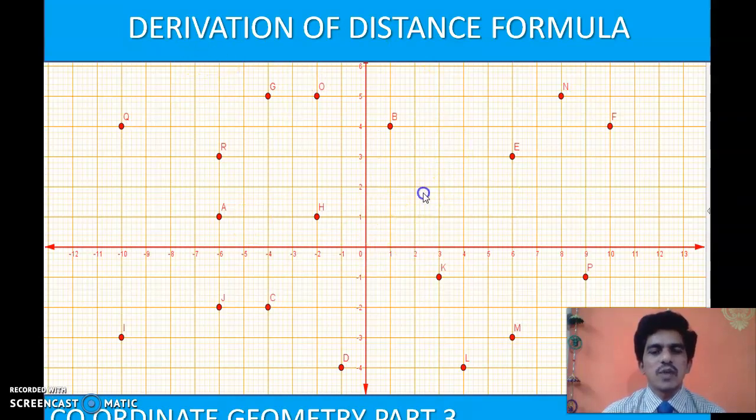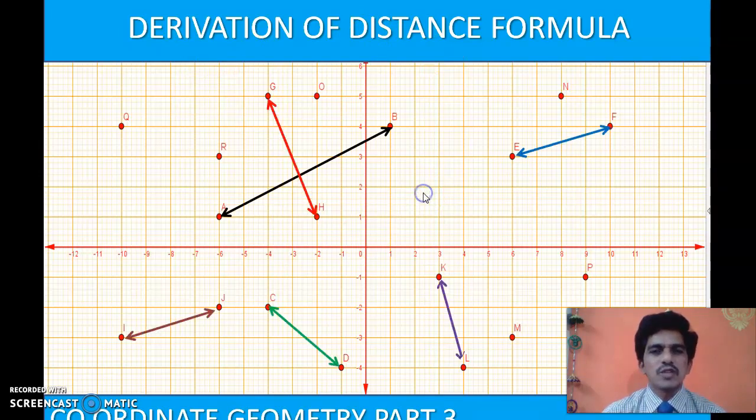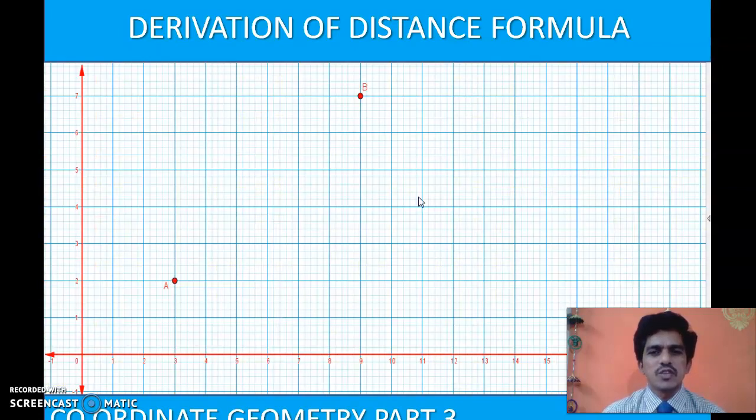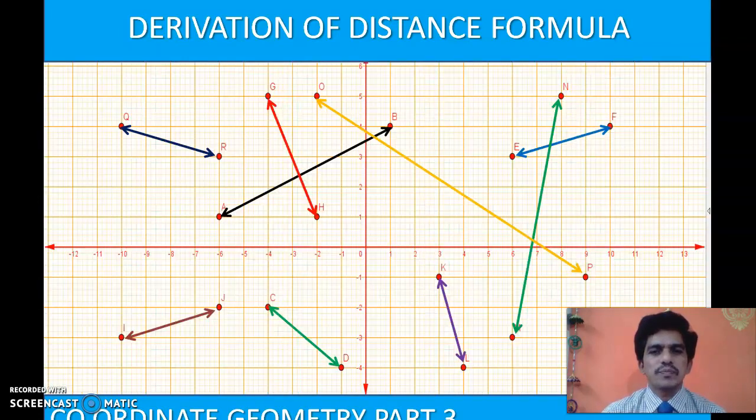plane. I have plotted some points here. Now these are joined randomly. So now you have to find the distance between all these points, like which are shown here. These lines are neither parallel to the x-axis nor parallel to the y-axis, but we have to calculate the distance between them. So in this class, we'll derive the distance formula, which is a generalized formula to calculate the distance between any two points on the coordinate plane, right?